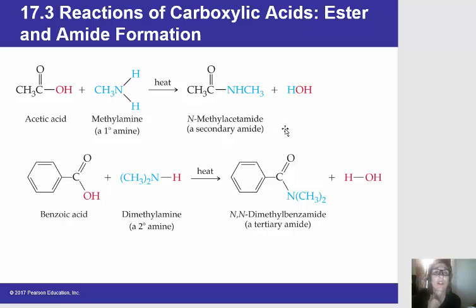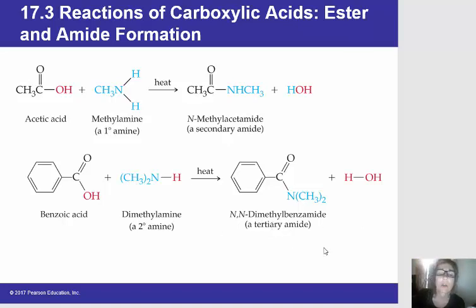Then let's look at the reaction of benzoic acid with a secondary amine. So the secondary amine has 1 hydrogen, and this hydrogen is going to react with a hydroxyl from the carboxylic acid to form water, and then the amine nitrogen bonds in the place where that hydroxyl was. So now we have a tertiary amide, meaning that there are 3 carbon-containing groups on that amide nitrogen. So N-dimethyl, and then the rest of the name depends on the acid, benzamide.